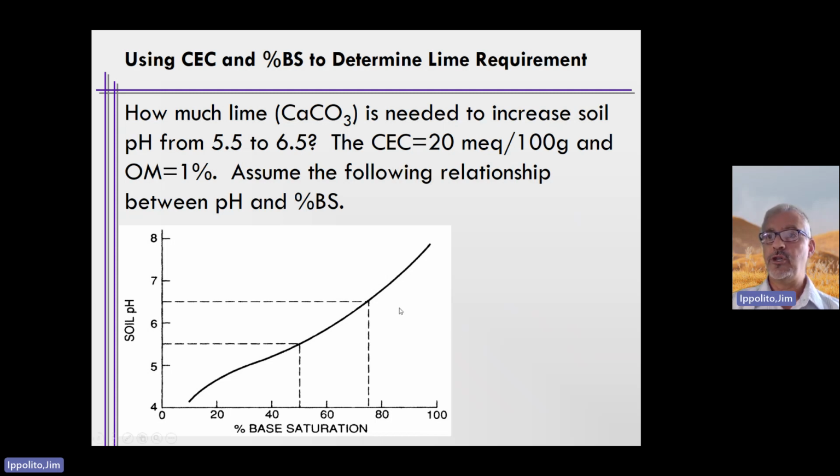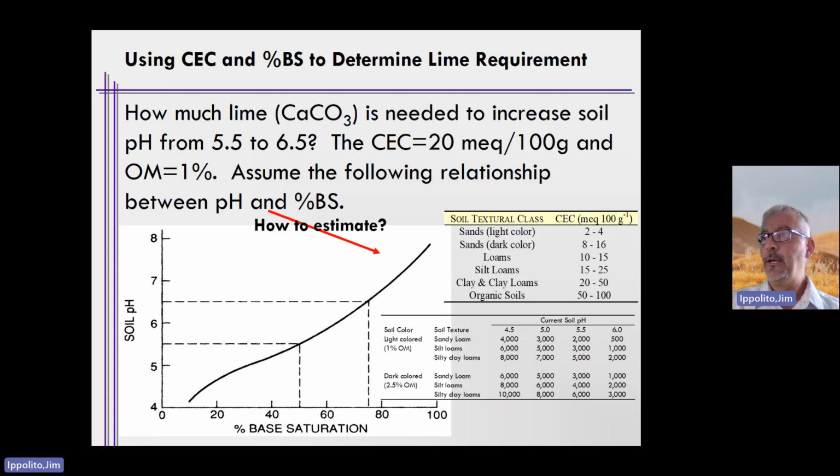We assume this relationship here. This relationship doesn't tell you anything about how much lime to add, but you can figure it out. You can get close. Let me show you how. You can use tables like this. The bottom table is exactly what I just showed you on the previous slide. And I'm going to share with you this table in Unit 4 that tells you soil textural class as a function of cation exchange capacity, roughly speaking.